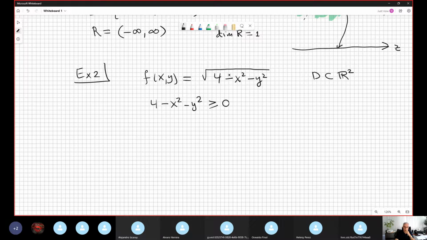So moving terms, negative x squared minus y squared is greater than or equal to -4. Dividing everything by -1, we get x squared plus y squared, with 4 positive, but now less than or equal. Remember, in an inequality, when you multiply or divide by negative numbers, the sign of the inequality is reversed.